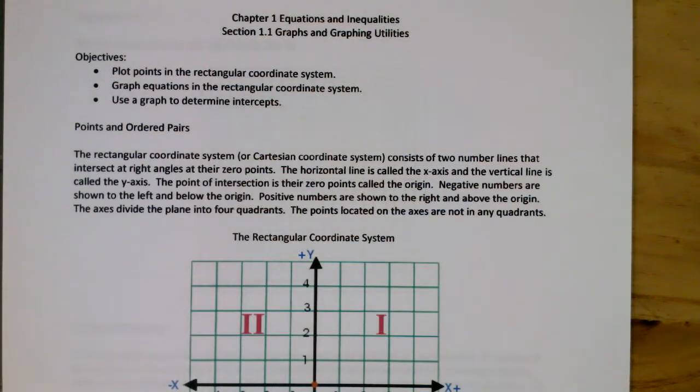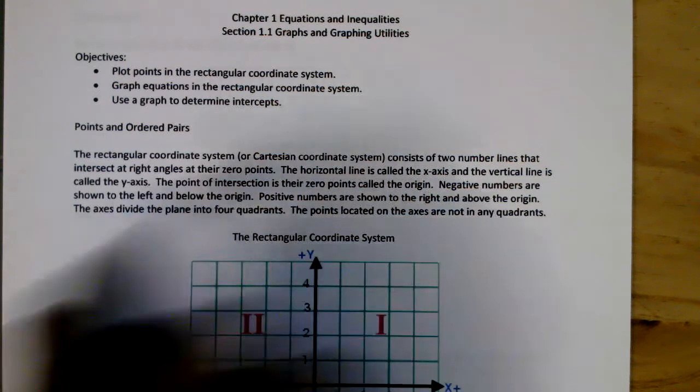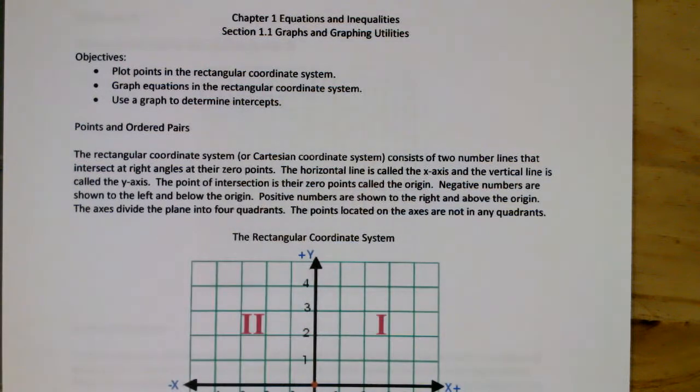Right, in this video, we're going to talk about chapter 1, dealing with equations and inequalities. Starting with the first section, we're going to deal with graphs and graphing utilities. Pretty much throughout this course, we'll talk about how to use a graphing calculator to do problems. What we'll look at in this section is how to plot points in the rectangular coordinate system. Also, we'll be graphing equations in the rectangular coordinate system and also use a graph to determine intercepts.